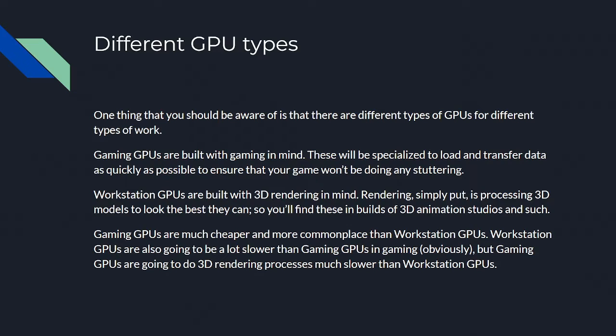So gaming GPUs are going to be a lot cheaper and more commonplace than workstation GPUs. Workstation GPUs are also going to be a lot slower than gaming GPUs in gaming, obviously, but gaming GPUs are going to do 3D rendering processes much slower than workstation GPUs. You'll usually only see workstation GPUs in company studios. I want to bring this up so that if you go and purchase a GPU, you don't accidentally buy a workstation GPU and then have to deal with it.